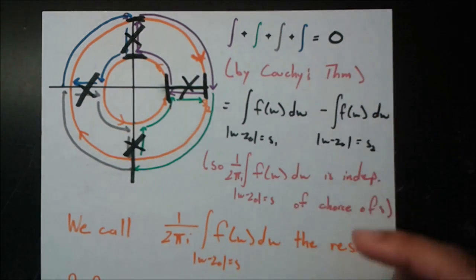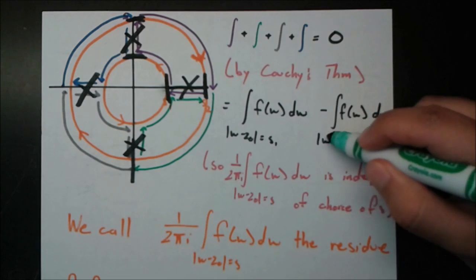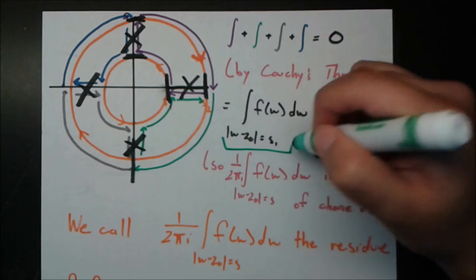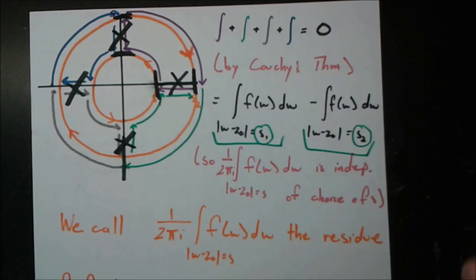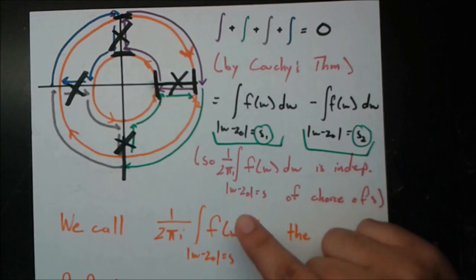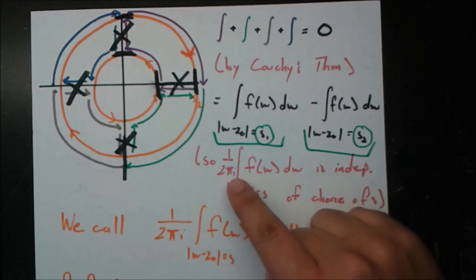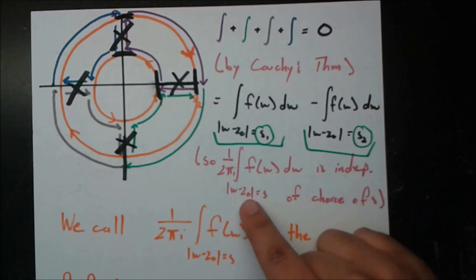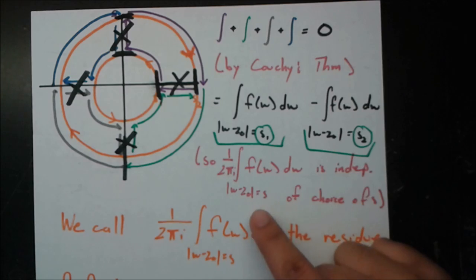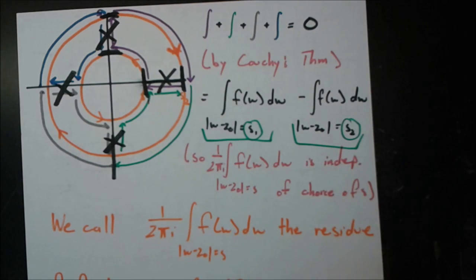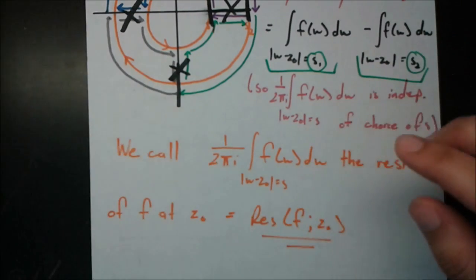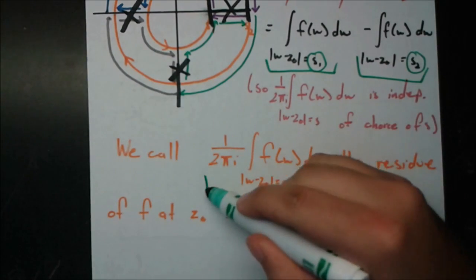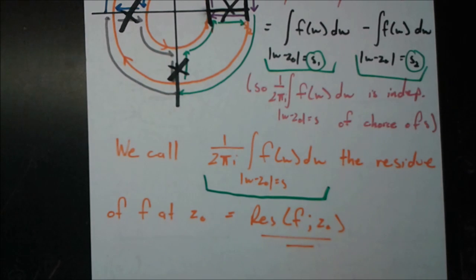Since they're 0, that means this integral right here equals this integral. And what's the only difference between these two? It's the radius that we chose to put it around. So what does that tell us? That tells us that this integral right here, 1 over 2 pi i, integral f of w dw, centered at z0 with radius s, is independent of the choice of s, does not matter at all. Right now it probably seems weird while we're even talking about this, but I promise it'll become clear in the next and future videos.